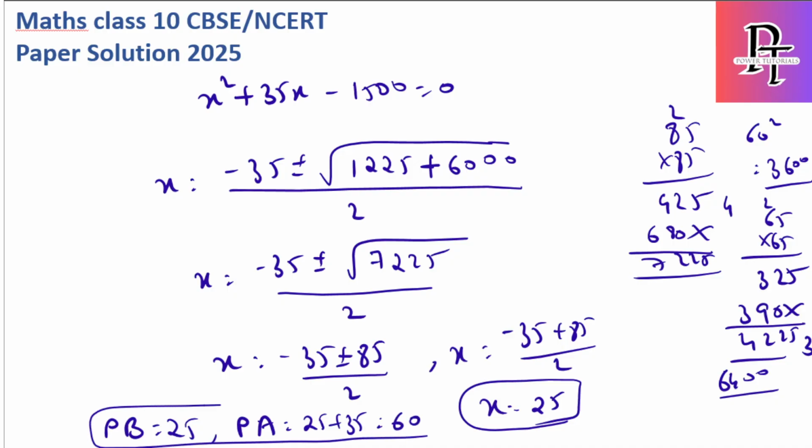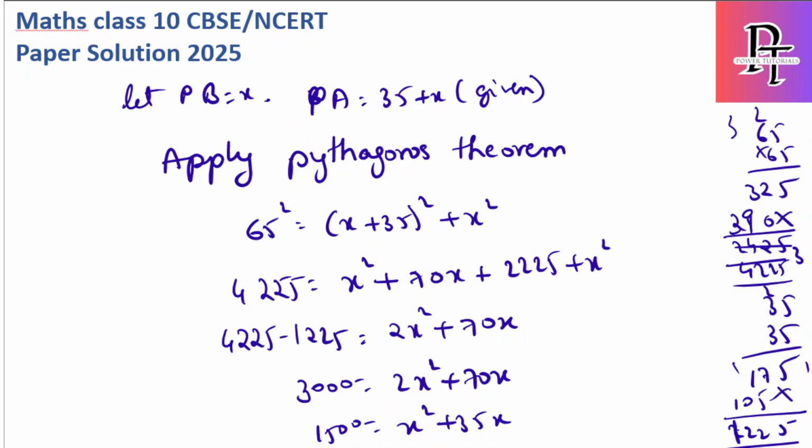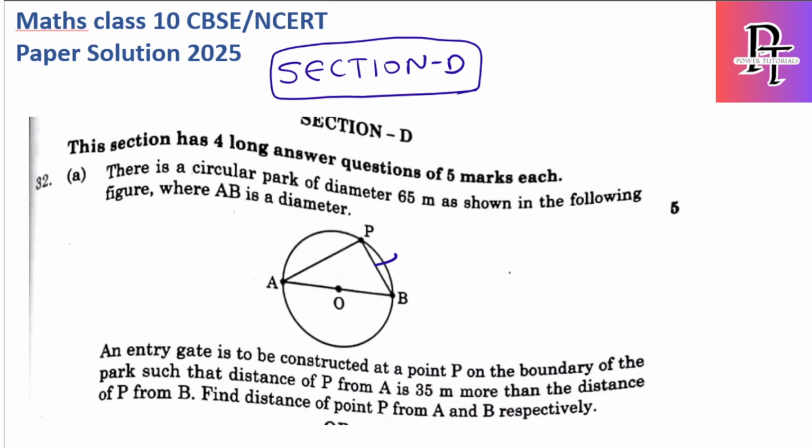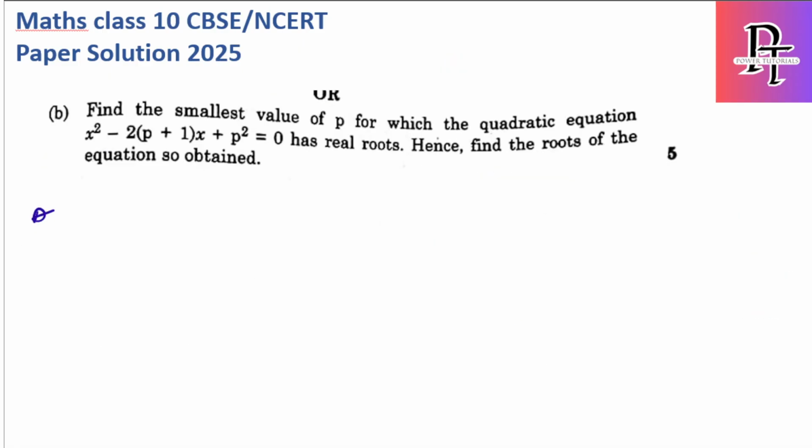So make sure to box this. So we got the sides as 25 and 60, whereas the diameter is 65. Okay, we can also cross check, because 60 square is 3600, 25 square is 625. If you add these two, I'll get 4225, which is 65 square. Let's move to the B part, and see how much time it will take.